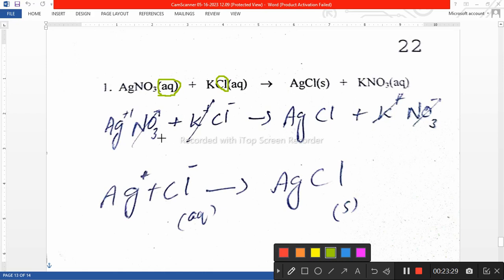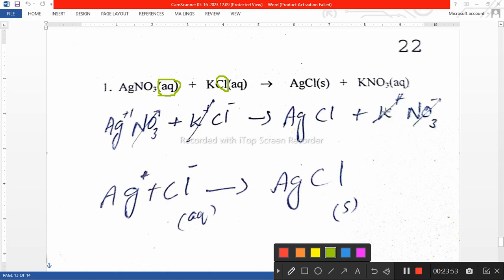Okay, we have to write down all the ions. Ag plus 1, NO3 negative 1, K positive 1, Cl negative 1. We will not ionize AgCl because it will not dissolve in water. It will not be in the aqueous state. That's why we cannot put charges on it, because solids have no charges.